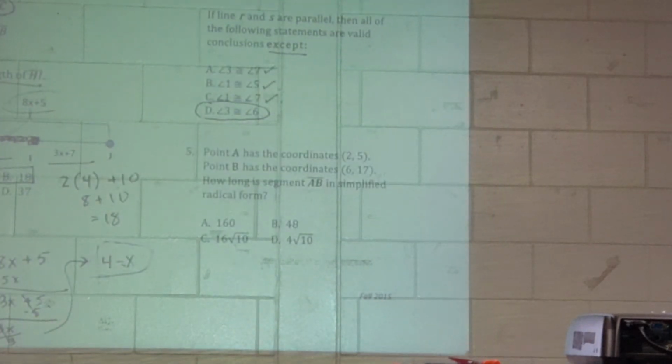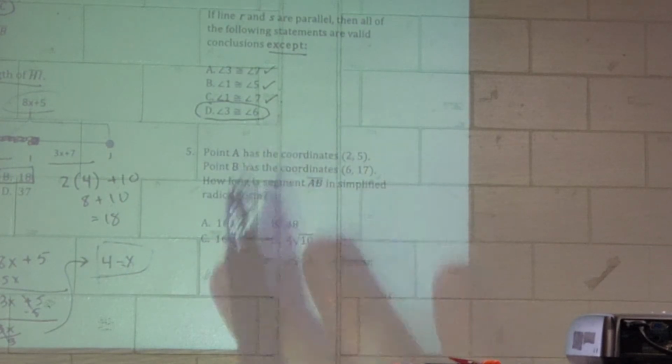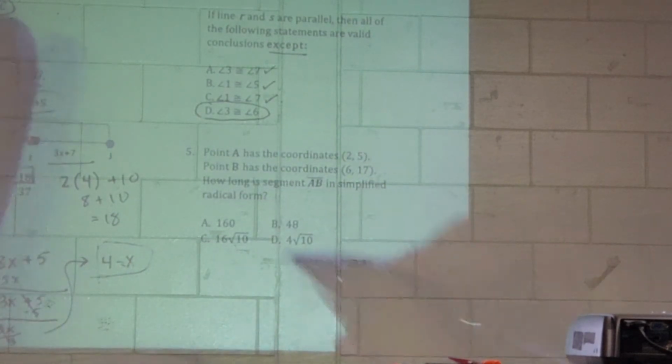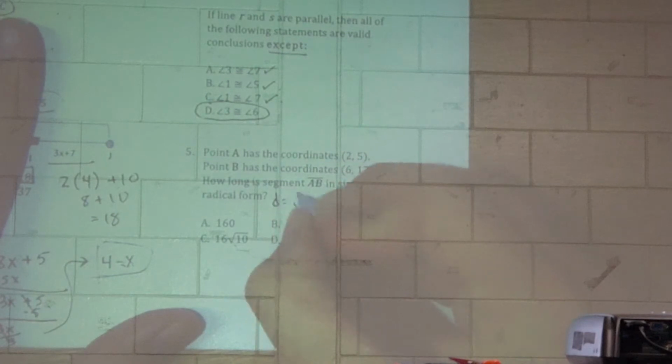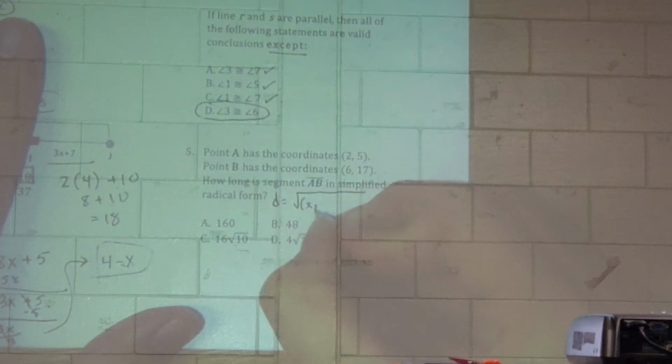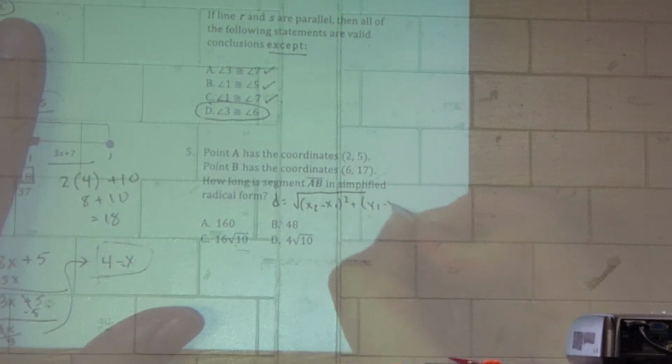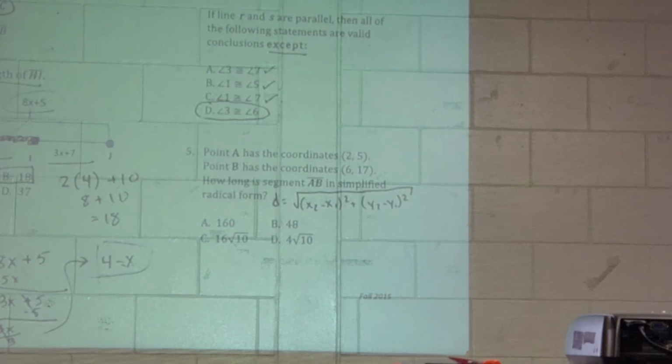Number 5 on here. Point A has the coordinates 2, 5, and point B has the coordinates 6, 17. How long is segment AB in simplified radical form? So you can use the distance formula for this. So for those of you that like the formula, distance equals x2 minus x1 squared plus y2 minus y1 squared. Once you get all that, you square root the whole thing. I hate that formula. I hate it.